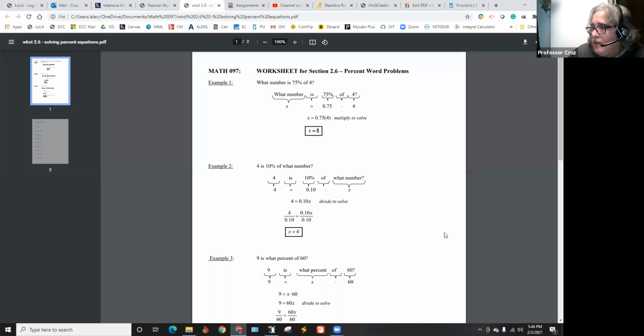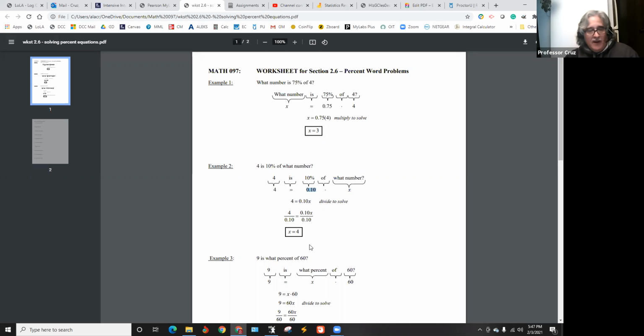All right. So here's the next one. 4 is 10% of what number? So the 4 is pretty obvious. It comes down. The "is" comes down to equals. And what number comes down to X? And the 10% has to be written as a decimal to do the calculation.